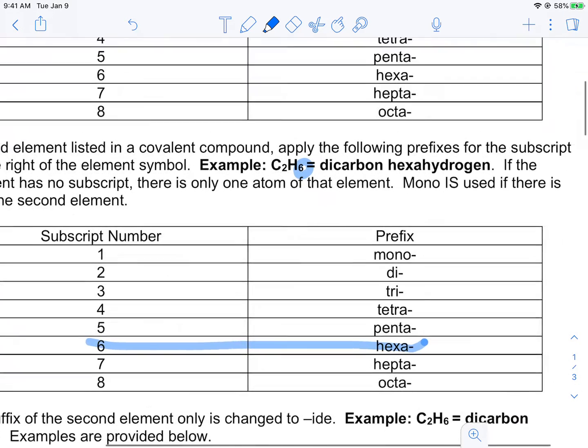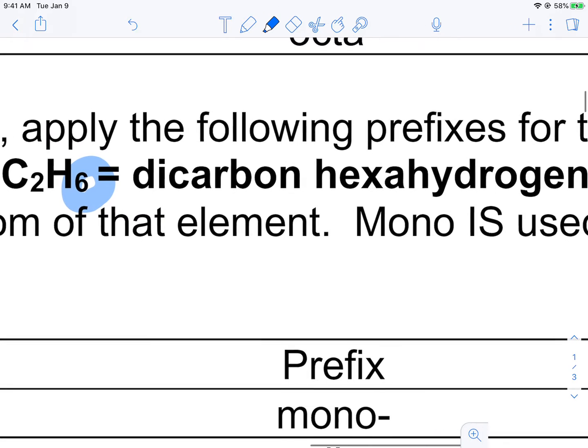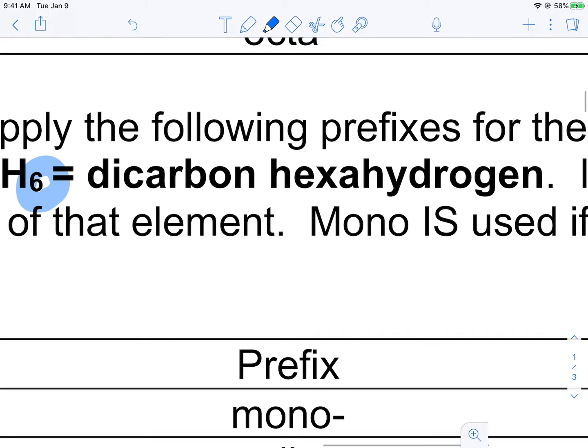So right now, we would currently have dicarbon hexahydrogen, except the last part of hydrogen is not going to be rhogen. That's going to be a different suffix. That's the final thing you got to do for a covalent compound.